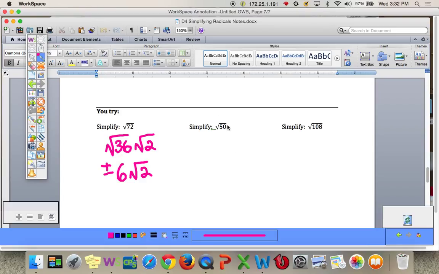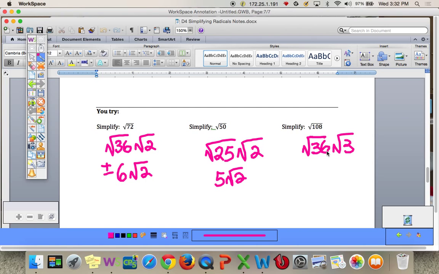All right, how about the square root of 50? What's the biggest square number you can divide 50 by? And it's 25. 25 times 2. And the square root of 25 is 5. So we get 5 square root of 2. How about 108? What's the biggest number you can divide 108 by? And this one I don't know. I'm going to have to try this one. All right, it ends up being 36. So this is the square root of 36 times the square root of 3. The square root of 36 is 6, so we get 6 square root of 3.